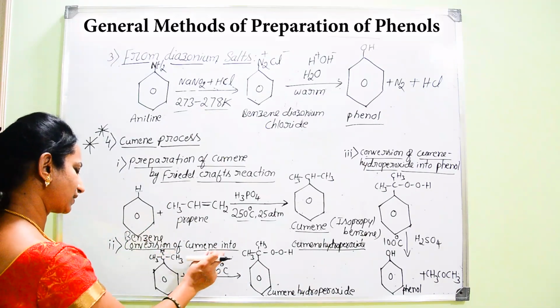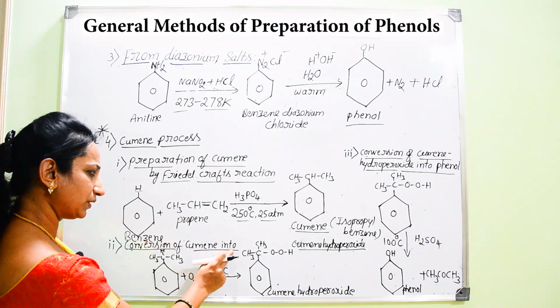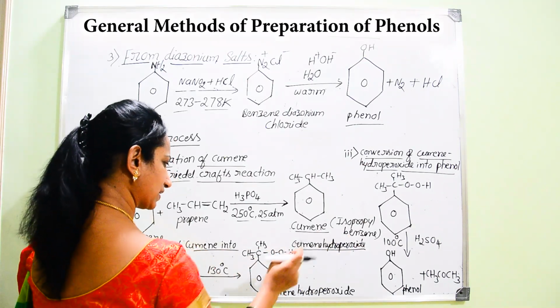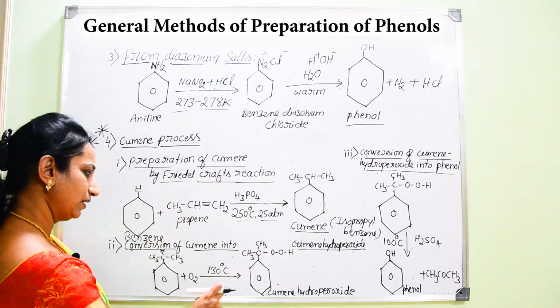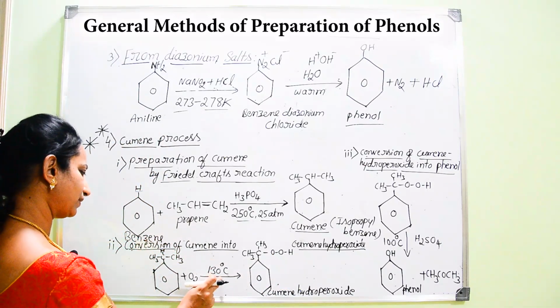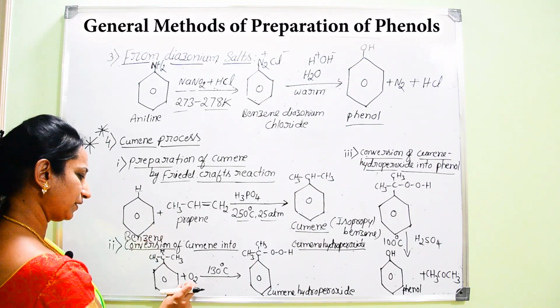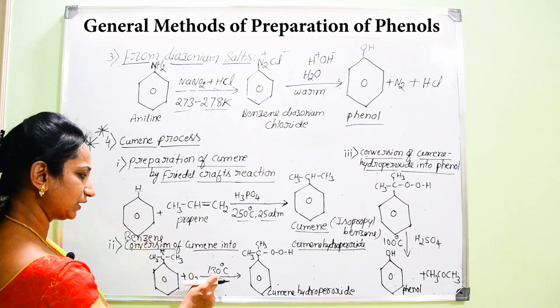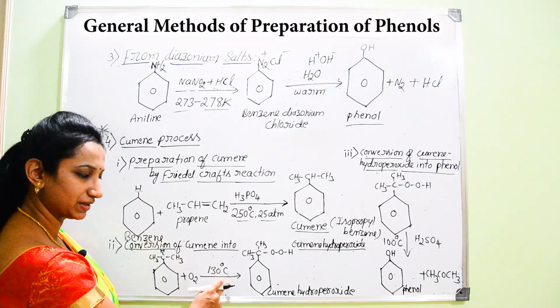What is there in the next step? We are going to convert cumene into cumene hydroperoxide. What is the condition required for this? Just this cumene is treated with air or oxygen at a temperature of around 130 degrees Celsius.